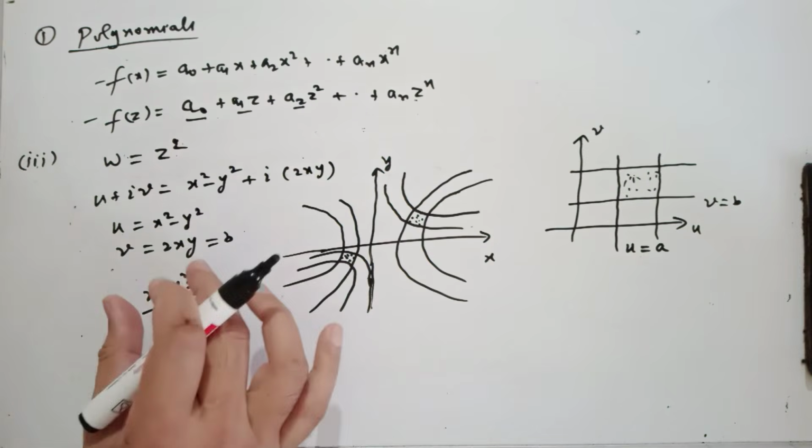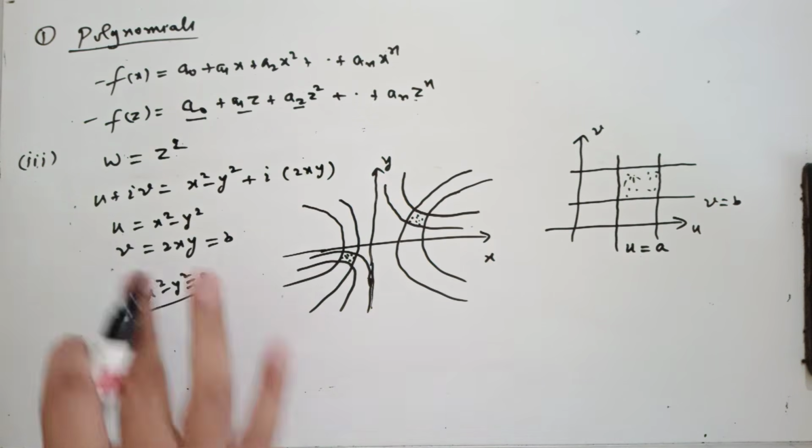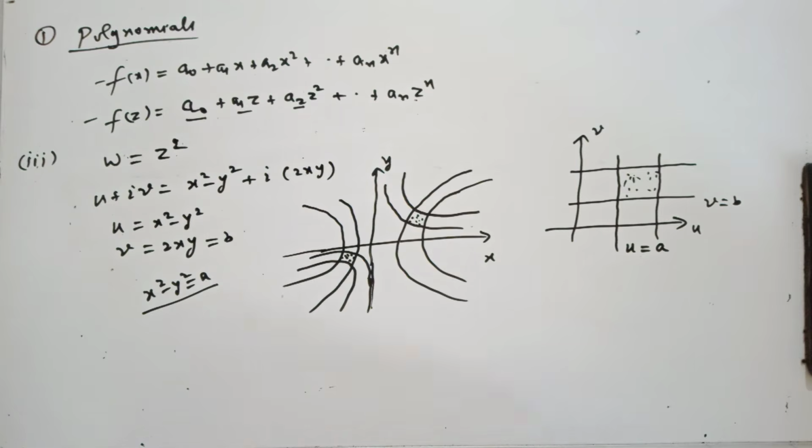So under complex mapping, you can see the pre-images or images of standard curves or standard regions, which are mathematically convenient to understand. In general, you cannot plot this mapping. All right.